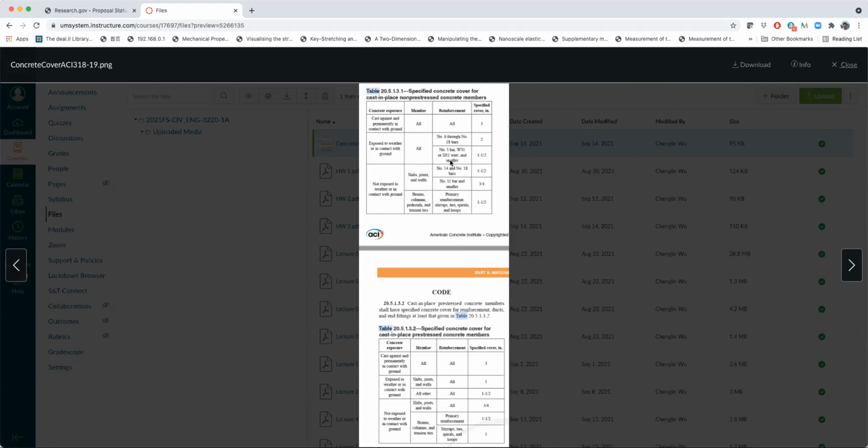Let's just assume we have an interior beam. That means not exposed to the weather. Do you see that? Not exposed to the weather or in contact with ground. So it's interior, hanging in the ceiling per se. So if it's a beam right here, right?